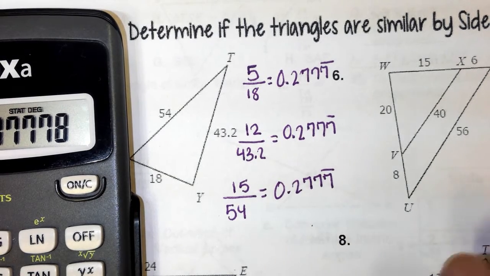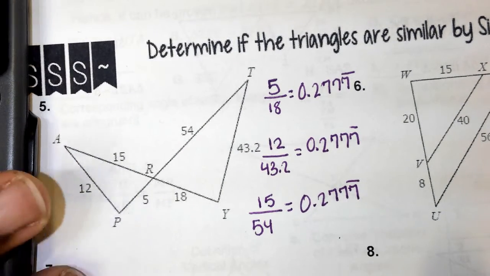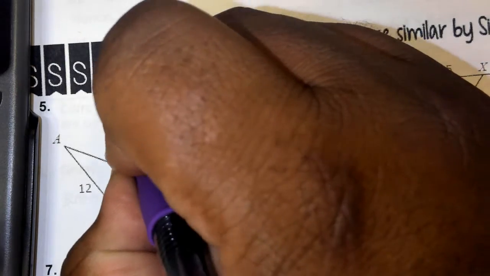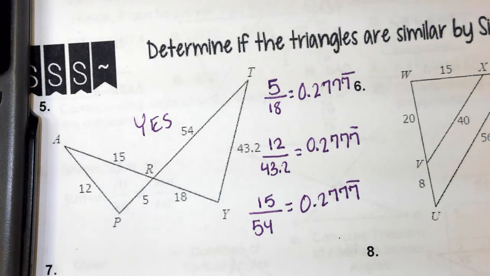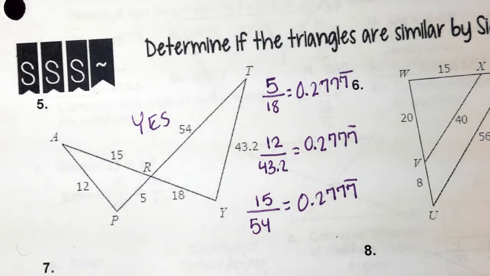Alright, you get the same decimal for all of them, so the question is, are these triangles similar? Yes. By side similarity. All the sides are proportional. If they're all proportional, then they have to be similar. Now on this next one.